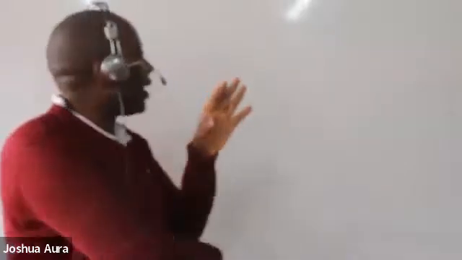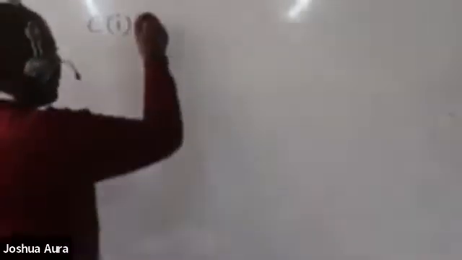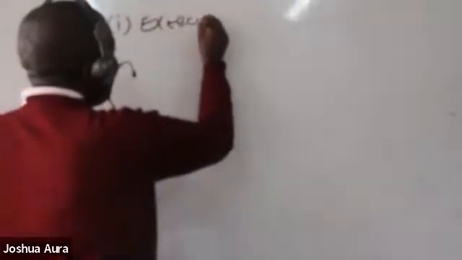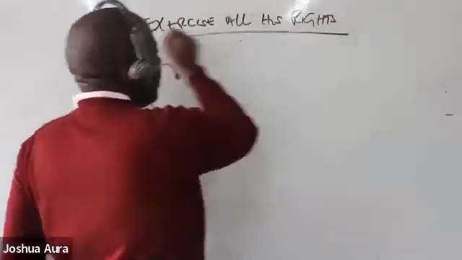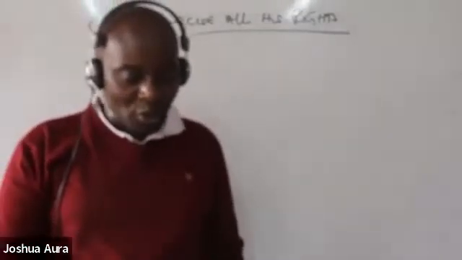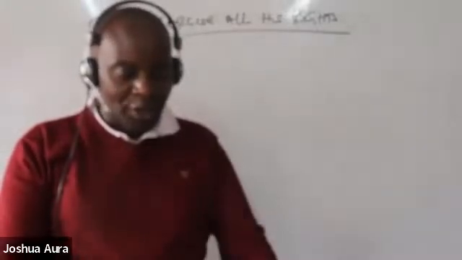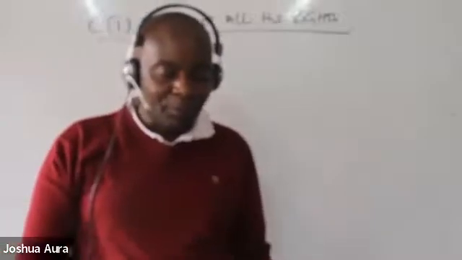Very easy. I will start by scaring the examiner. So you write a title and you underline it. You write C Roman 1 in capital letters, then "exercise all his rights". And then you underline. If he's going to exercise all his rights, then how much in this case, ladies and gentlemen, will he get?